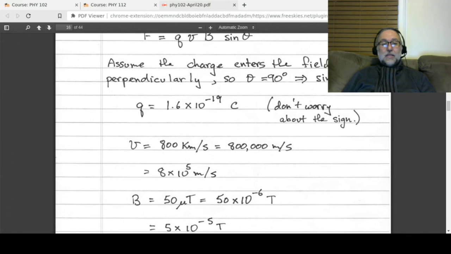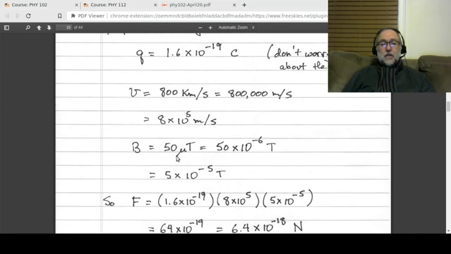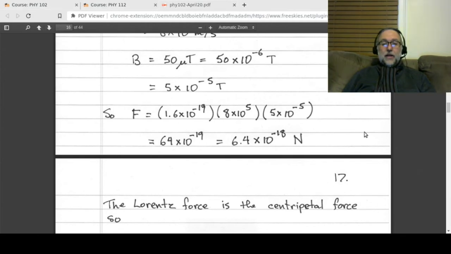So the charge of an electron is 1.6 times 10 to the minus 19 coulombs, not worrying about the sign. The velocity is 800 kilometers per second, but we have to work in MKS, so that's 800,000 meters per second, or 8 times 10 to the 5 meters per second. The magnetic field is 50 microteslas, which is 50 times 10 to the minus 6 teslas, or 5 times 10 to the minus 5 teslas. You put that all in there, and don't forget the sine of theta is 1, and you get that the force on the electron due to the magnetic field is 6.4 times 10 to the minus 18 newtons.